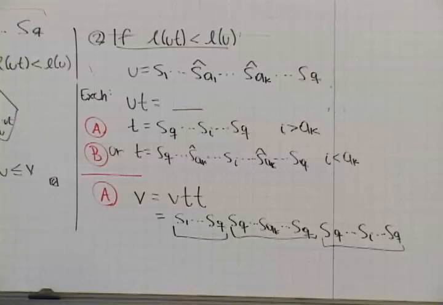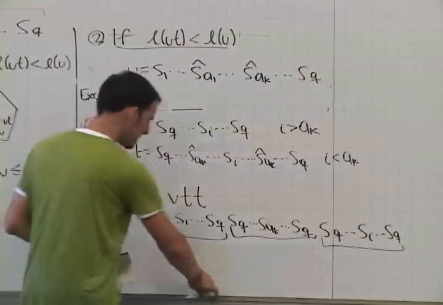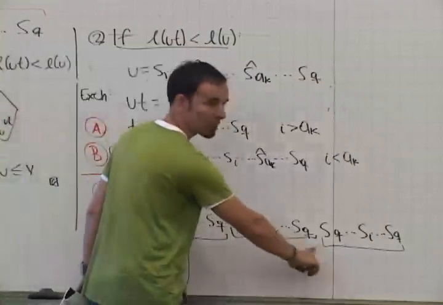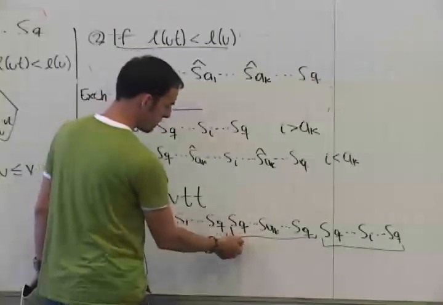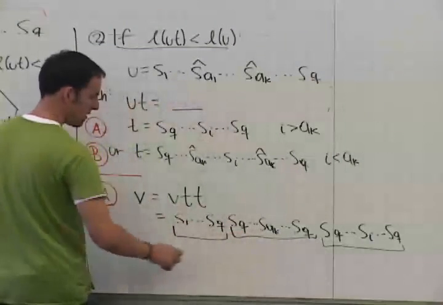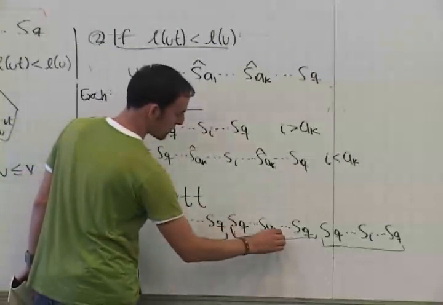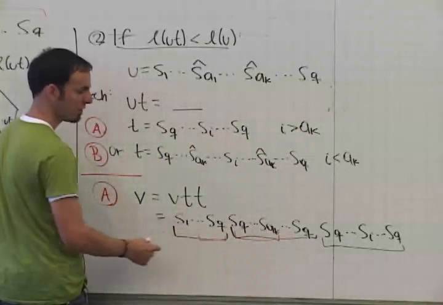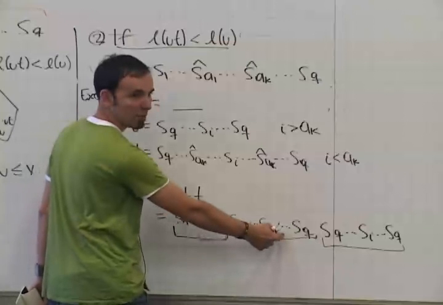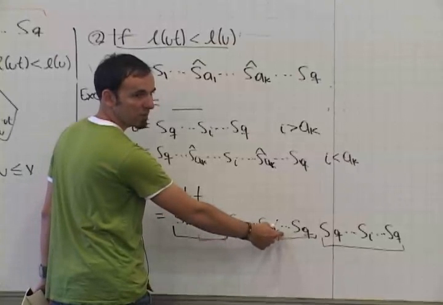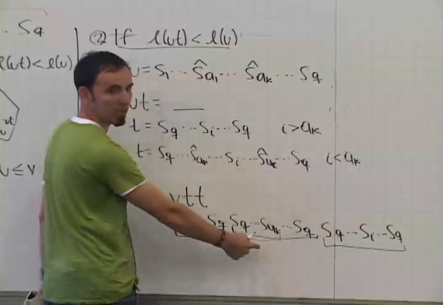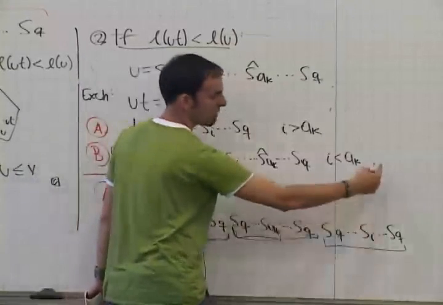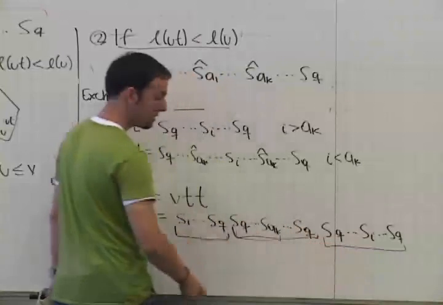What does this do? You've noticed by now what happens when we multiply by something like this. This S_Q up to S_{A_K} cancels this S_Q up to S_{A_K}. And then I start at S_{A_K} plus 1. So what that does is that it just removes the occurrence of A_K in this word. And what this does is that it removes the occurrence of S_I.